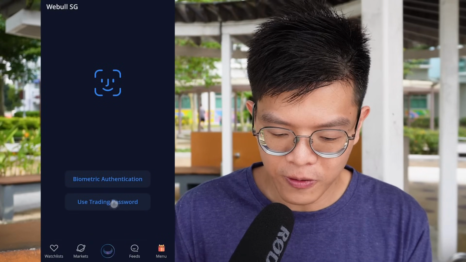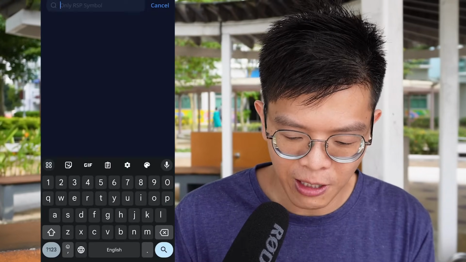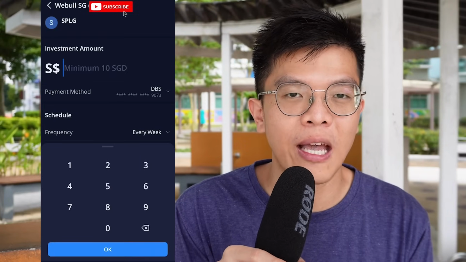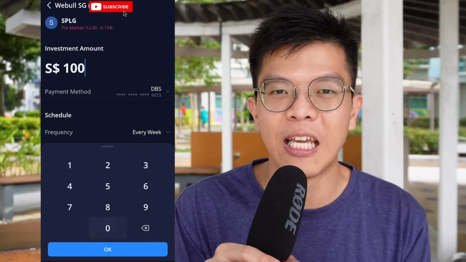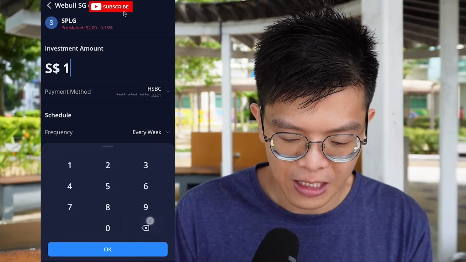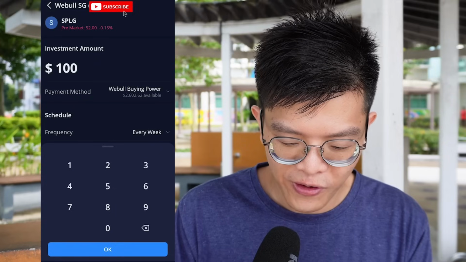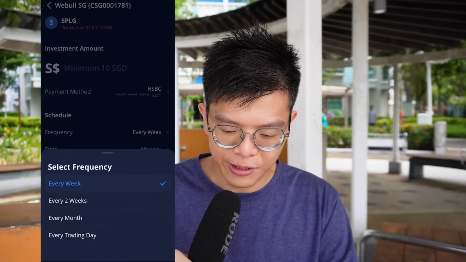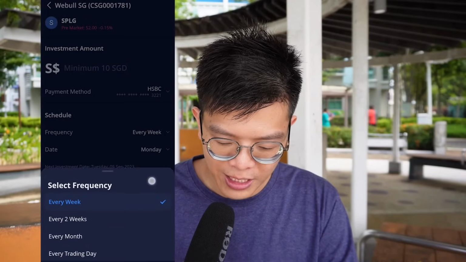So to set up a recurring investment, I'll go to the Webull icon, select regular savings plan, input the RSP symbol, and I chose SPLG, which is one of the lowest cost S&P 500 index ETFs. So the minimum investment is 10 Singapore dollars if you credit the funds directly from your bank account, or $5 if you're buying from your current buying power. And for my Webull account, I do have some cash in their money market funds in SGD, so it means they can help me convert it. And you can select your frequency as well from daily, weekly, bi-weekly or monthly.